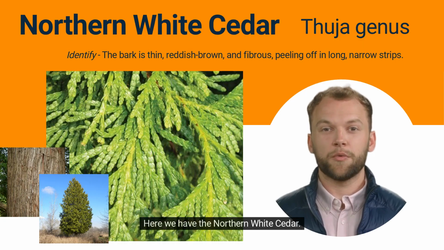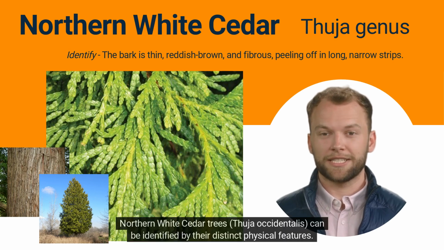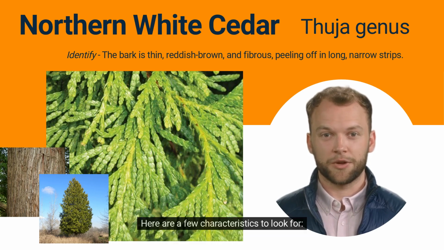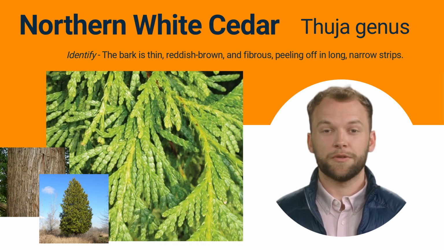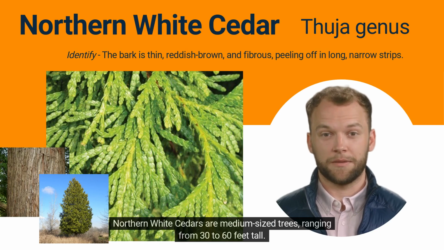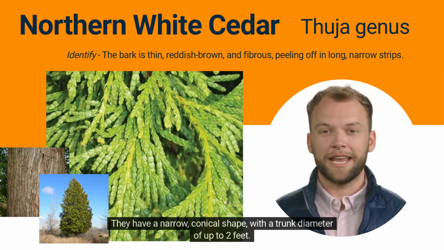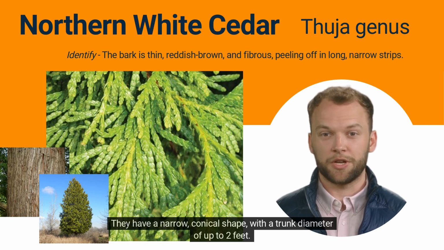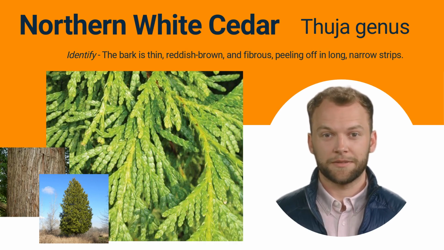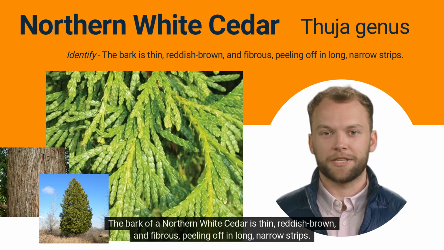Here we have the Northern white cedar. Northern white cedar trees, Thuja occidentalis, can be identified by their distinct physical features. Here are a few characteristics to look for. Northern white cedars are medium-sized trees, ranging from 30 to 60 feet tall. They have a narrow, conical shape, with a trunk diameter of up to 2 feet. The bark of a northern white cedar is thin, reddish-brown, and fibrous, peeling off in long, narrow strips.